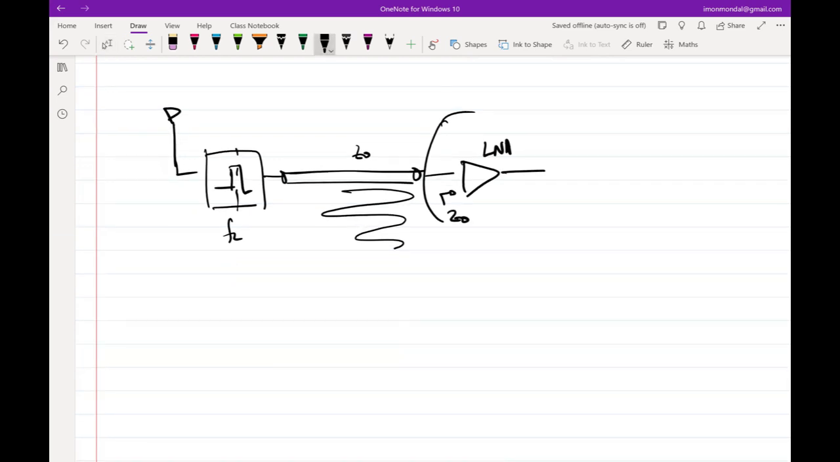So LNA is basically, firstly, low noise. It has to be low noise because it is dealing with signals of extremely small amplitudes, right? Power numbers are of the order of -90 dBm or so. So the voltage amplitudes are really low, right? So extremely low noise. And then it needs to have matched input impedance.